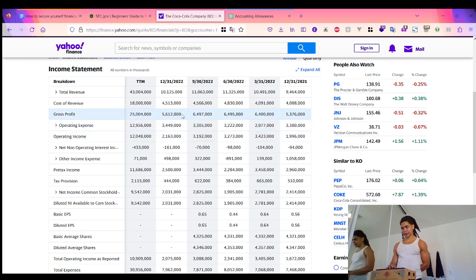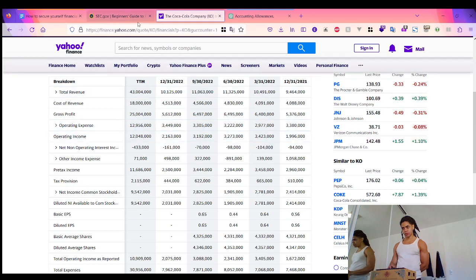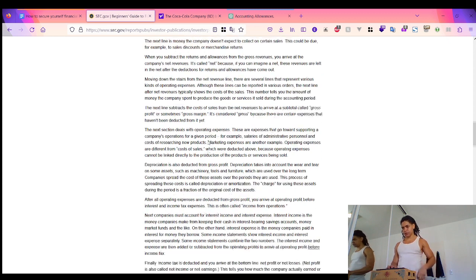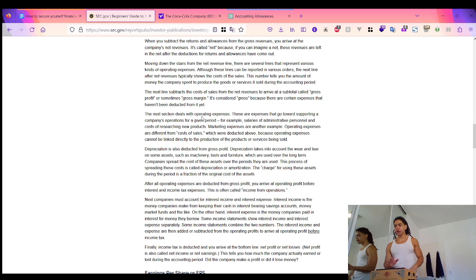Okay. And looking here at quarterly, alright, and here we are. Gross profit or sometimes gross margin is considered gross revenue because there are certain expenses. That's right. And the next section deals with operating expense, company expense operations for a given period.